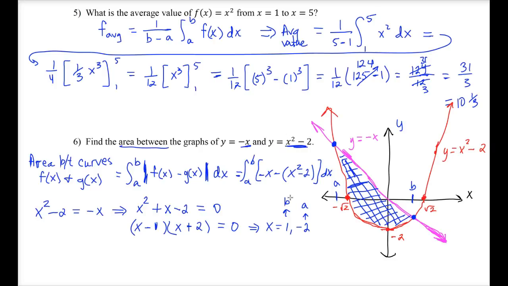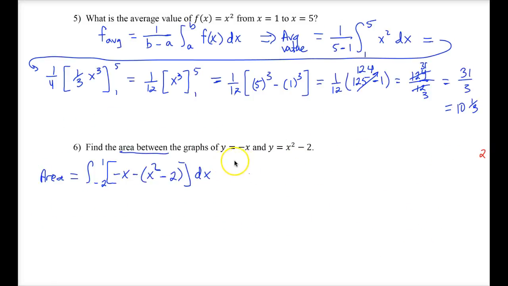So now we know exactly what our integral is going to be, and we know that to find the area here, we're going to do the integral from -2 to 1 of -x minus x squared minus 2, and of course all that times the dx. So now that we understand what we need to do, I'm going to make some room here so that we can finish working on this problem.